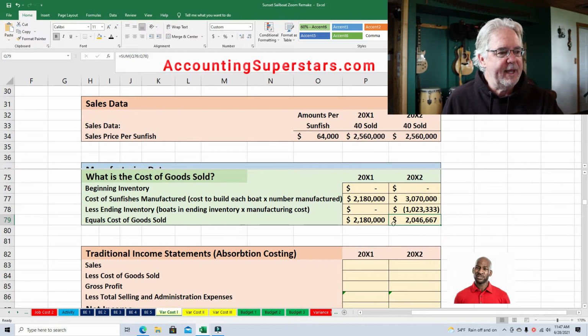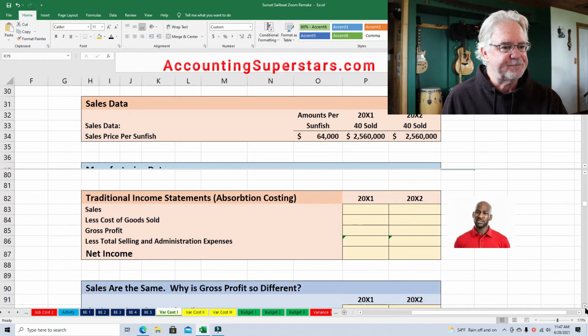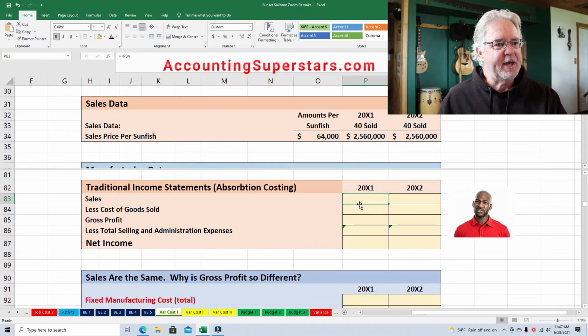So this is called an accounting distortion. These two numbers are different, and you think they ought to be the same. Kind of a weird situation here. All right, so we're going to make a traditional income statement. Here are the sales for 2001 at 2,560,000 right there. Let's drop it into place. Same thing in 2002. There's the sales for 2002. Drop it into place. There we go.